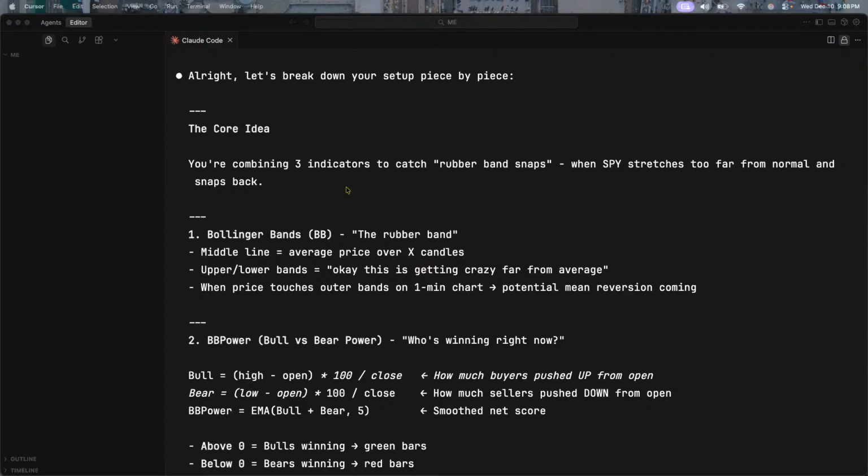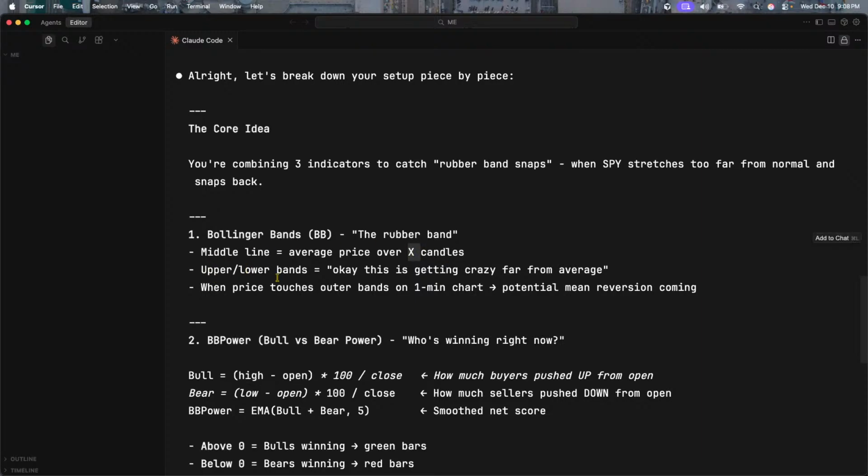And pin. Go. So you're combining 3 indicators to catch the rubber band snap when SPY stretches too far from normal and then snaps back. Bollinger Band is the rubber band, right? So the middle line is the average price from X candles, and X candles is how far back we're going to look.